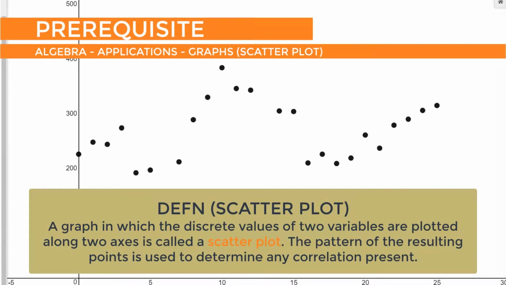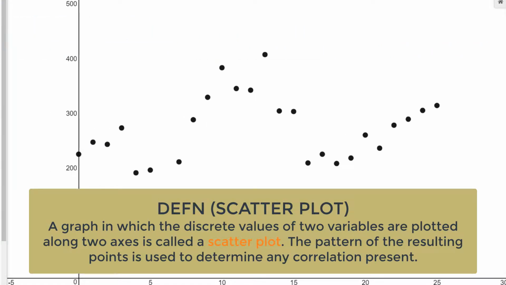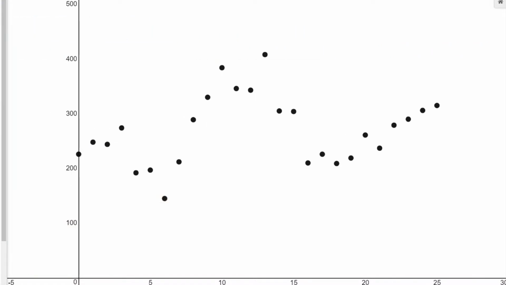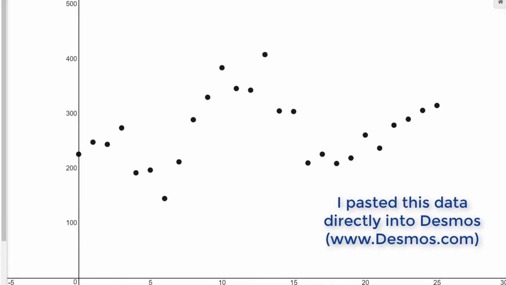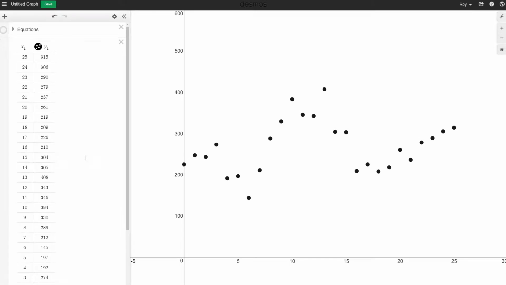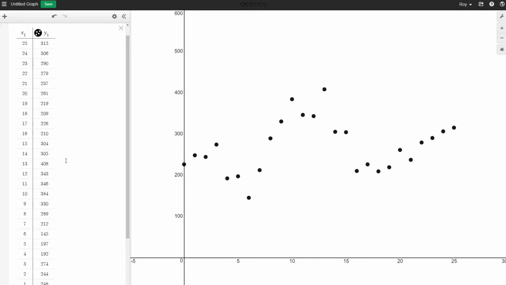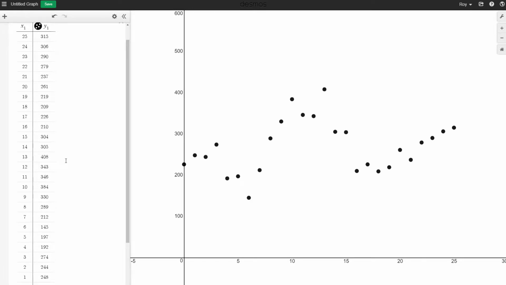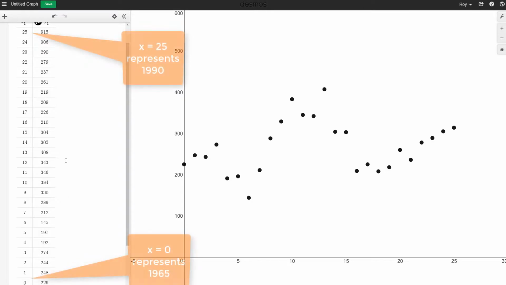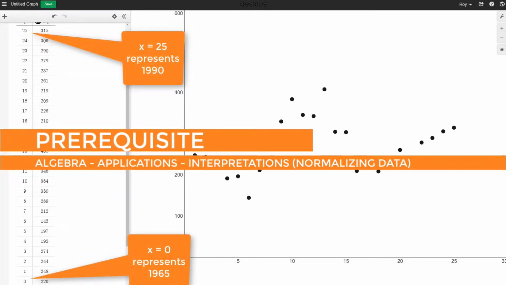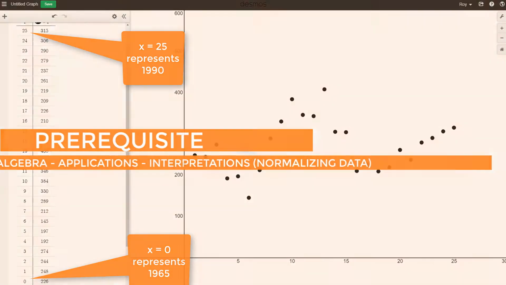Normally, with a smaller set of data, you would plot this by hand, but such a large data set begs for the use of a spreadsheet software, or in this case, Desmos. I'm just going to use Desmos here. Please note, when dealing with years as an input, you should set a benchmark year, like a 0 year. In this case, because we're only concerned with the data starting at 1965, I'll let 1965 be represented by x equals 0. That's a really common tactic in these problems.